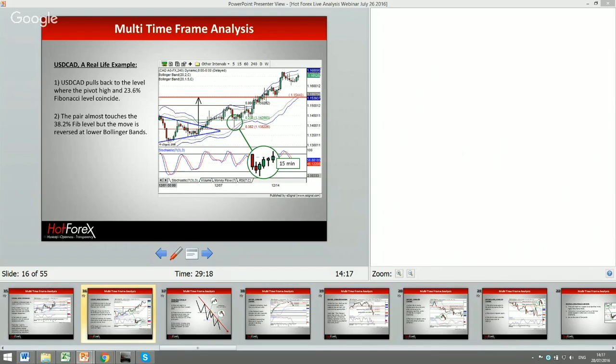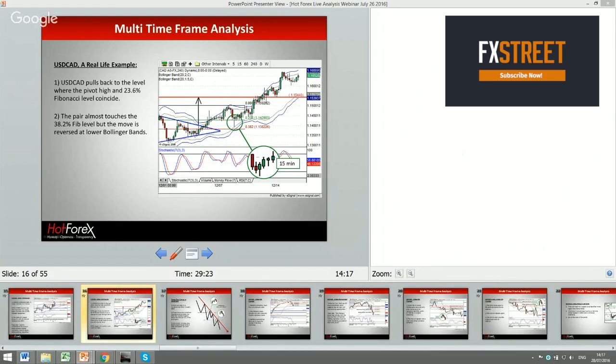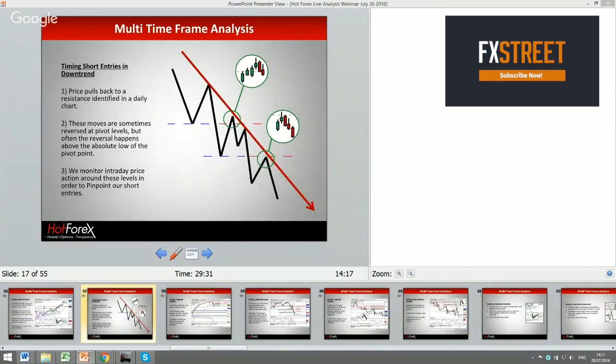Nice little hammer candle there, and a really, really strong hammer candle there, and that's what's happened. Okay, so target hit, and we moved up. You know, we can pull these examples up all the time, and so it is with going short as well. It's exactly the same theory.